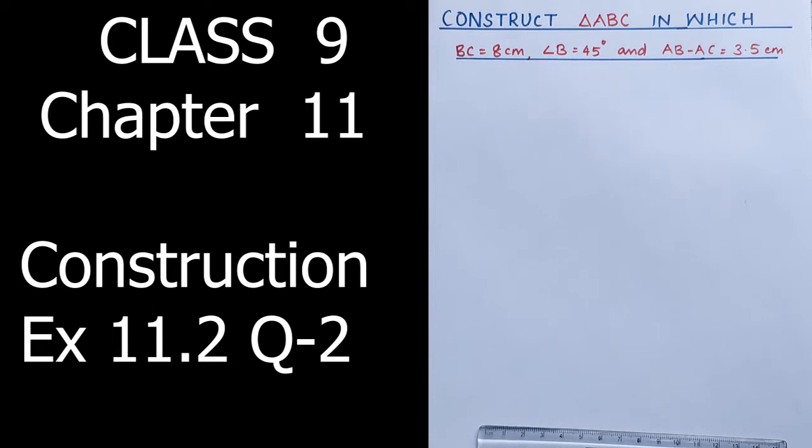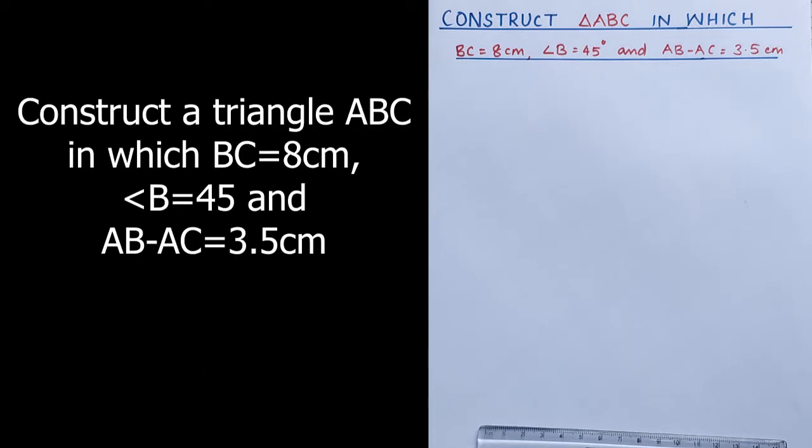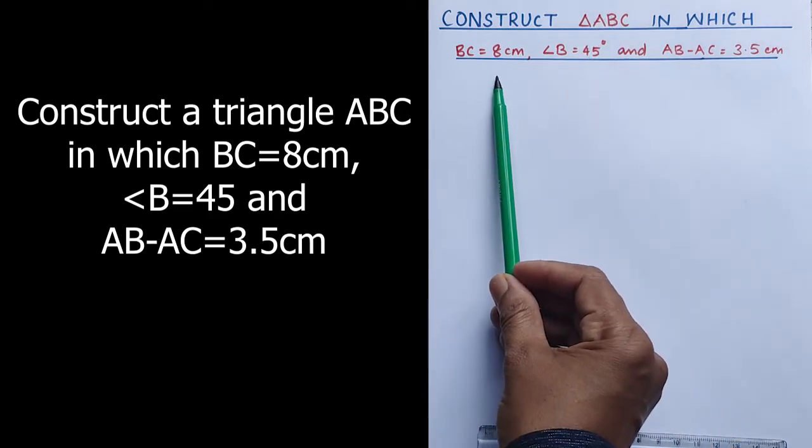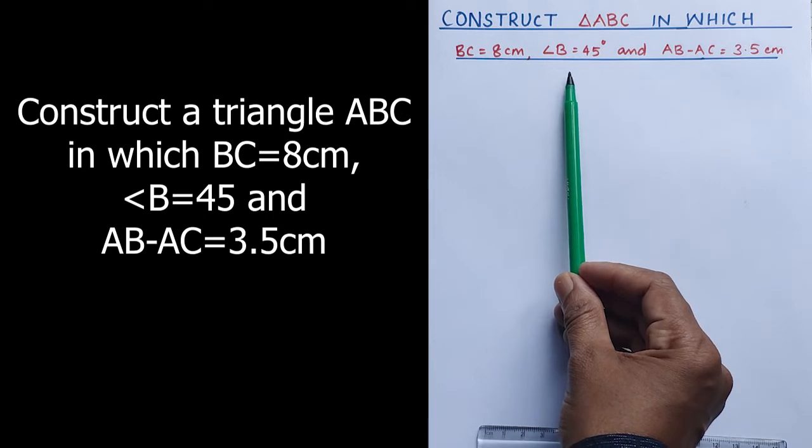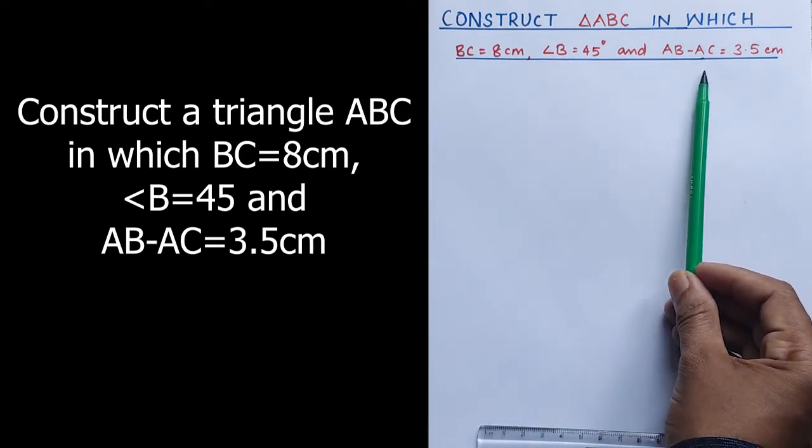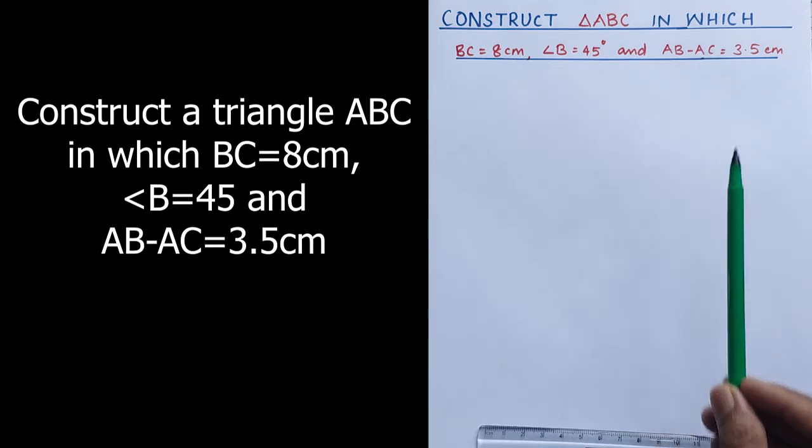Hi students, today we will discuss how to construct triangle ABC in which the base length is given, one of the base angles is given, and the difference between the other two sides is given. See here, the name of the triangle is ABC and the base length is 8 centimeter. One of the base angles, that is angle B, equals 45 degree, and the difference between these two sides, AB minus AC equal to 3.5, is also given.